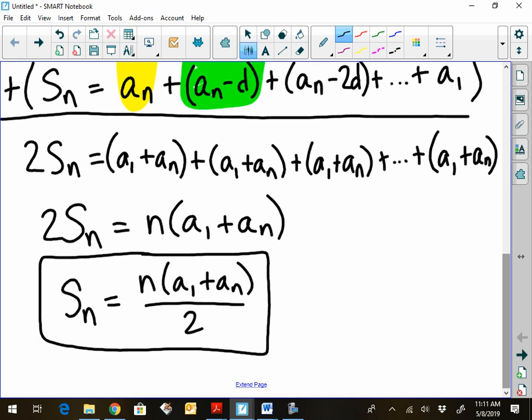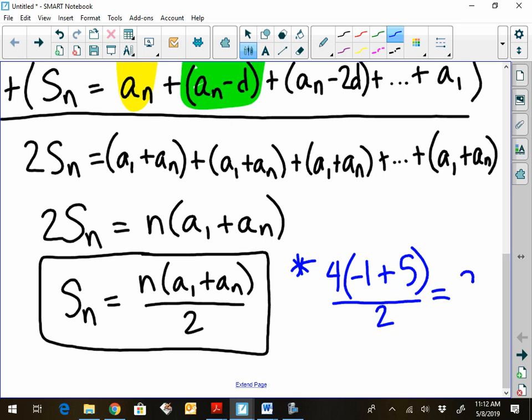So let's use this with our example above, okay? So I'm going to put a star here. So this is where we're going back to. So our n from the beginning, our n was 4, right? Our a sub 1 was negative 1, and our a sub 4 is 5. And we divide that by 2. So negative 1 plus 5 is 4. 4 times 4 is 16. 16 divided by 2, we get 8. And it checks. So we proved it mathematically.